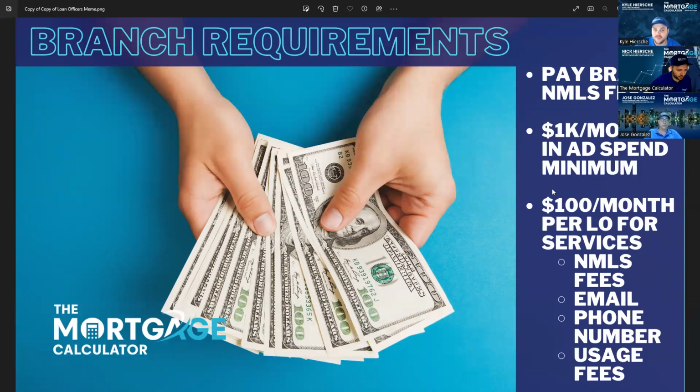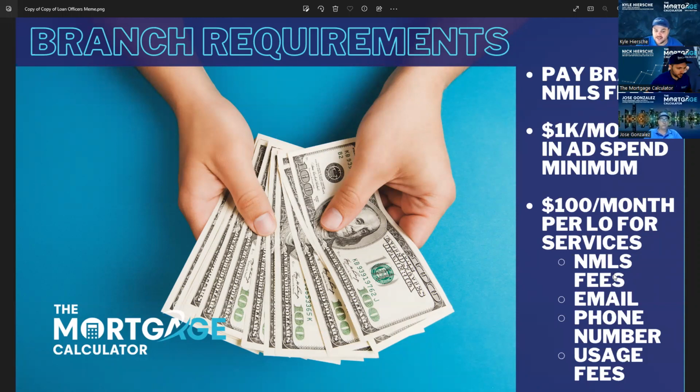And of course, this is going to be a P&L thing. We're not charging your credit card up front for this or anything like that, right? You're just going to have to pay to help support the fees for your loan officers. And again, that includes the NMLS fees of bringing them to your branch and all that kind of stuff. So those are the three things there.